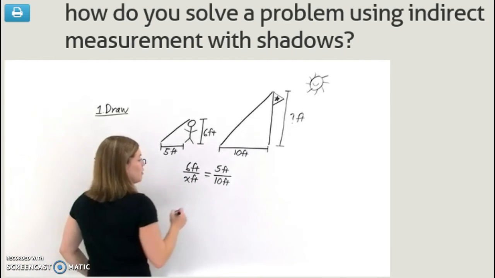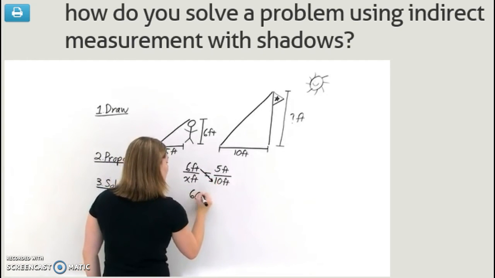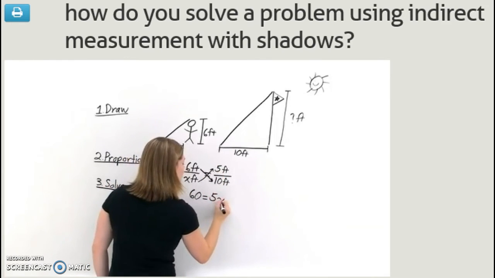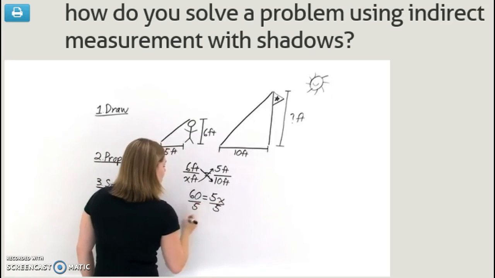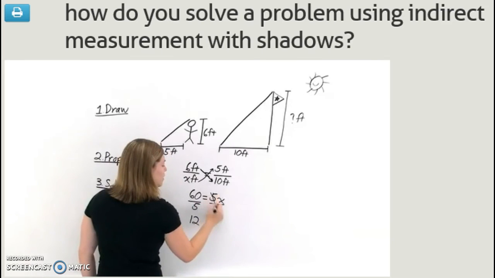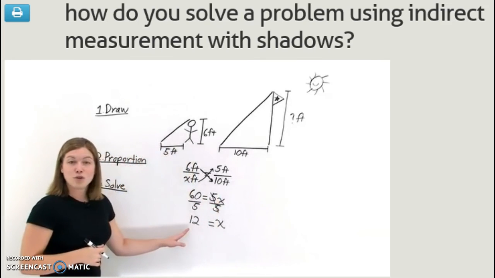To do that, we want to cross multiply. So we take 6 feet times 10 feet, and we get 60. Here we take x times 5 and get 5x. Now to solve for x, we divide both sides by 5. Here, 60 divided by 5 is 12. And over here, these 5's cancel out, and we get x. So we get that x is equal to 12.